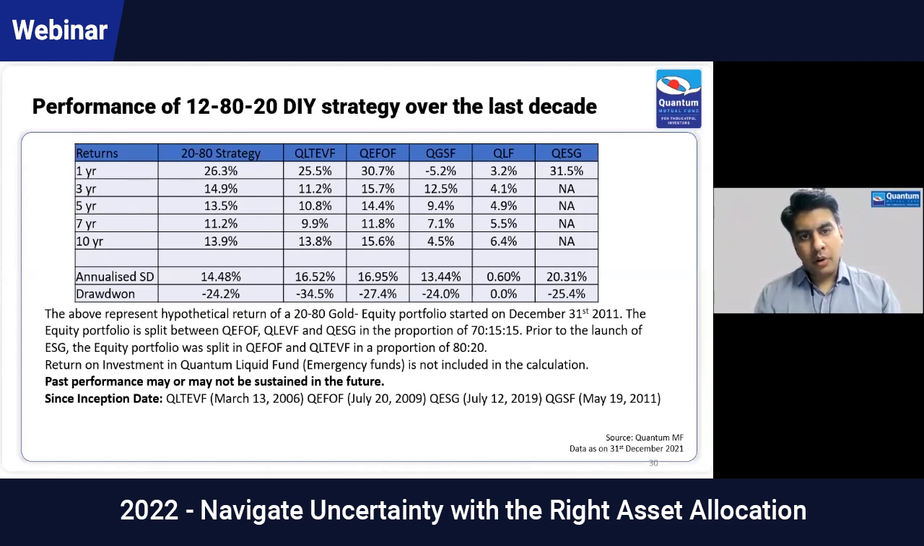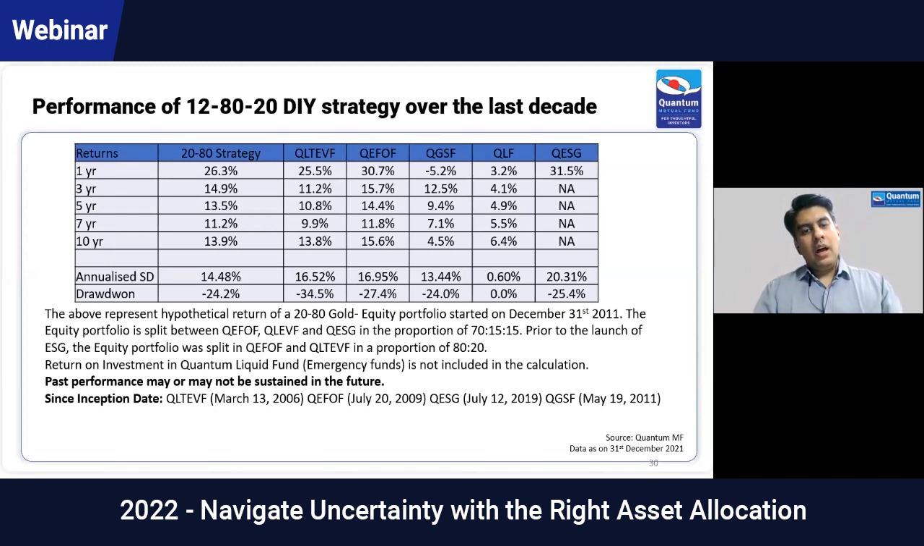And if you look at returns, a 20-80 strategy, we're not including a liquid fund return, because the liquid fund is just for the emergency corpus. You just don't consider that, because it is only used in emergencies. You don't bank on that return either. So if you just remove that and dwell on a 20-80 strategy, which is 20 gold and 80 equities, and here the 80 is a portfolio of Quantum Equity Fund of Funds, Long-Term Equity Fund, and ESG in the proportion of 70-15-15.